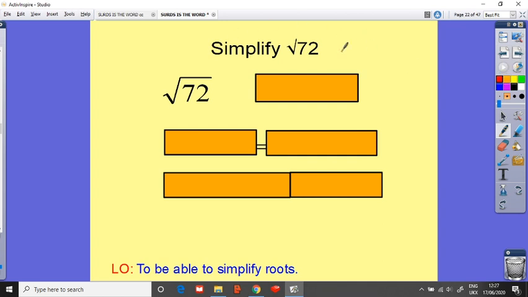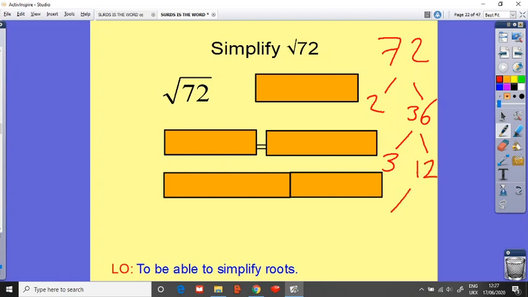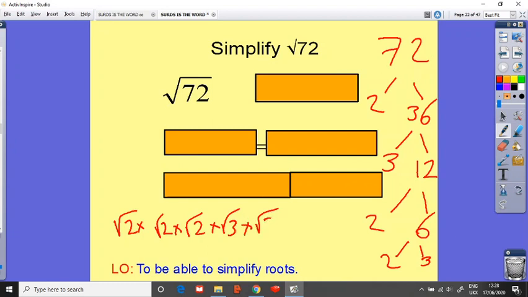Root 72. So let's prime factorise 72. Okay, so I know that it's 2 and 36. And then this one here I can do 3 and 12. And then I can do 2 and 6. And then 2 and 3. So when I do this together, I know root 72 can be shown as root 2 times root 2 times root 2 times root 3 times root 3.